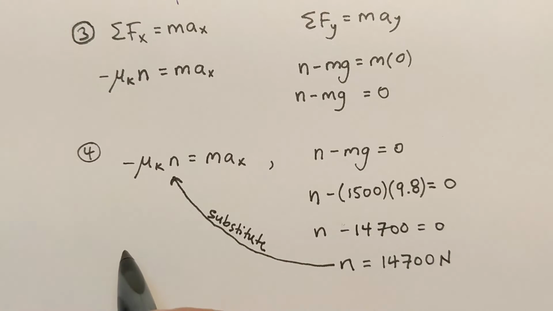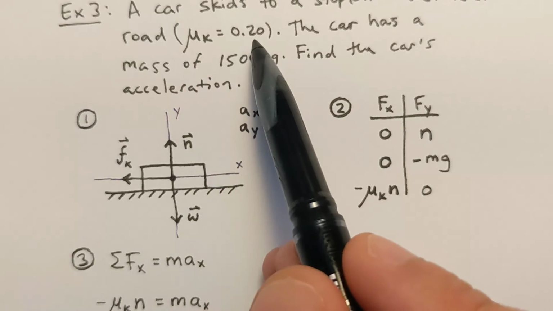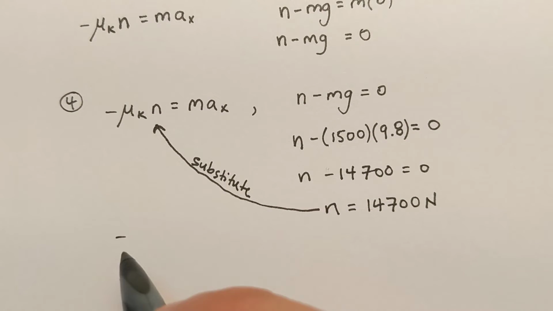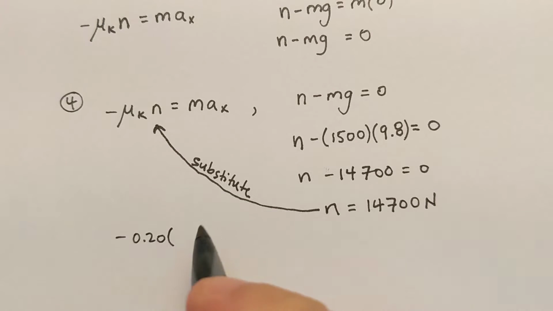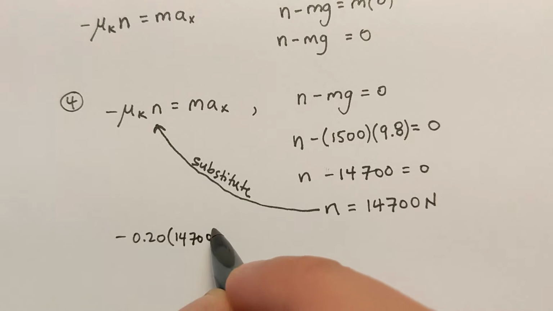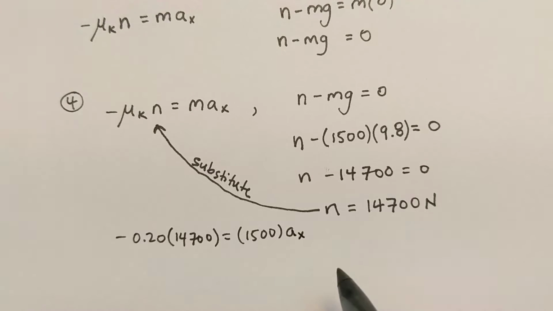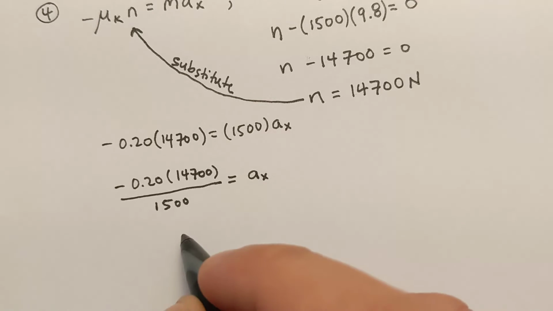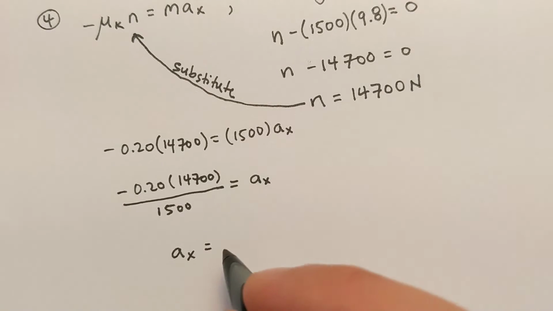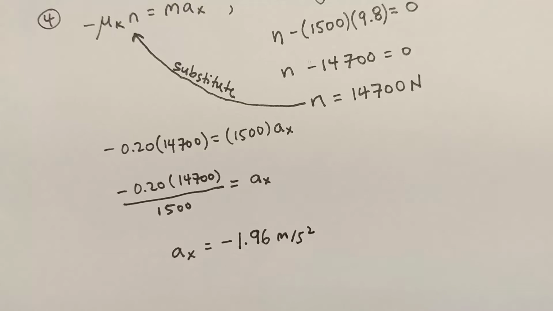Okay, so we're going to substitute that in to our other equation to solve the system. So let's take a look. We've got negative mu k. Mu k we were given. Mu k is 0.20. So mu k is 0.20 times the normal force, which we just found, 14,700 newtons, equals the mass of the car, 1,500 kilograms, times the acceleration along the x direction. So in order to solve for acceleration, we should divide both sides of the equation by 1,500. And let's see what this comes out to. So the acceleration in the x direction is negative 1.96 meters per second squared.